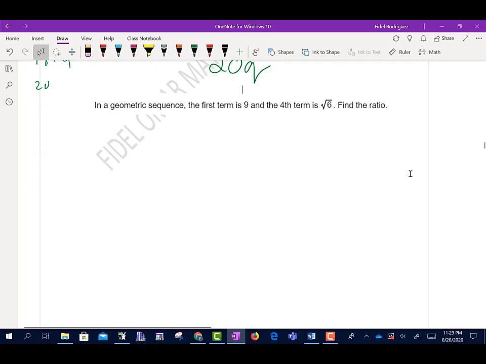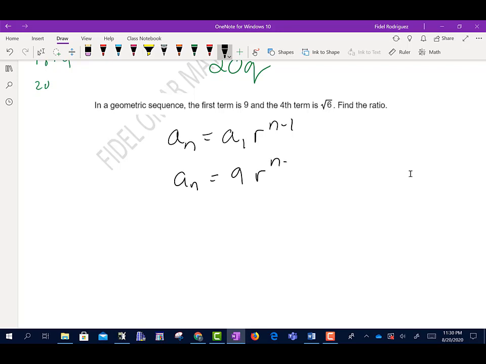Alrighty. So now, let's take a look at, I believe this is our last problem. It says in a geometric sequence, the first term is 9, and the fourth term is the square root of 6. Find the ratio. Okay. So my formula for the geometric sequence is going to look like this. Okay. So we know the first term is 9. Okay. We also know the fourth term is equal to the square root of 6.